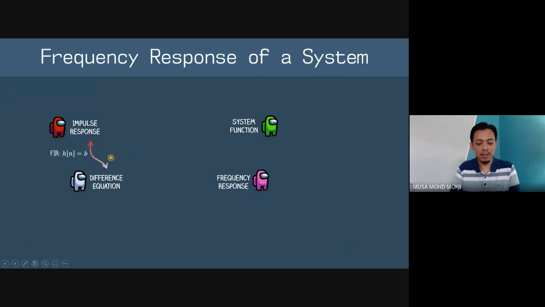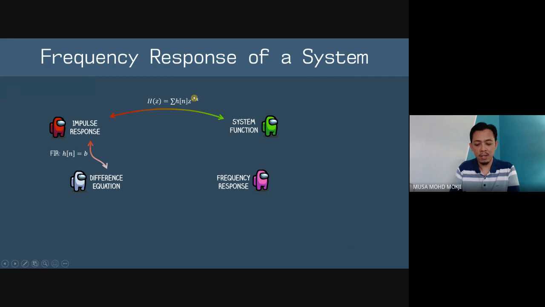Impulse response and difference equation for FIR is very straightforward. We have seen this: h[n] is actually equal to the coefficient b. All right, so that's the relationship. But for IIR, it's not that straightforward, so we need to do something. What is the relationship here? You need to do a Z transform from the impulse response to the system function.